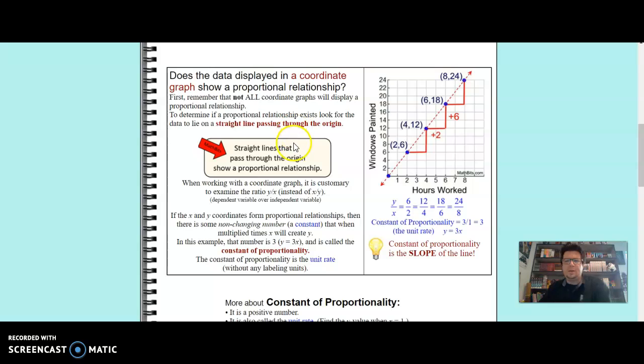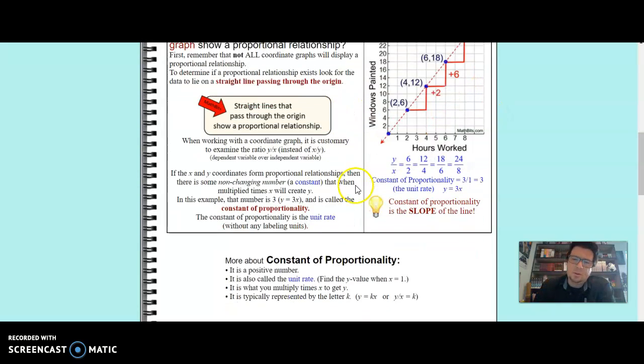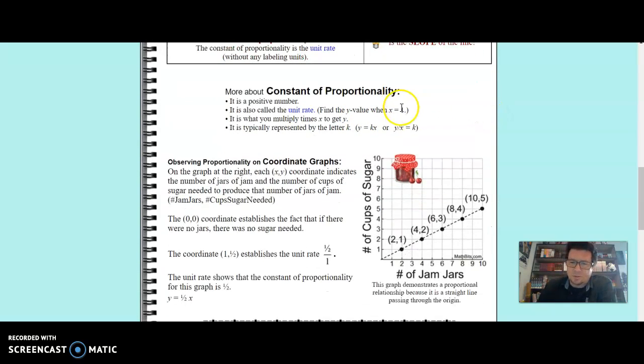Again, getting into graphing and trying to figure out if the data displayed in a coordinate graph shows a proportional relationship, you always want to look for right here. If that line goes through the origin point of that quadrant, then you are dealing with a proportional relationship if it's a straight line. Okay, now if it comes through here and goes over there, it's still a straight line, but it's not a proportional relationship. So that's something to look for.